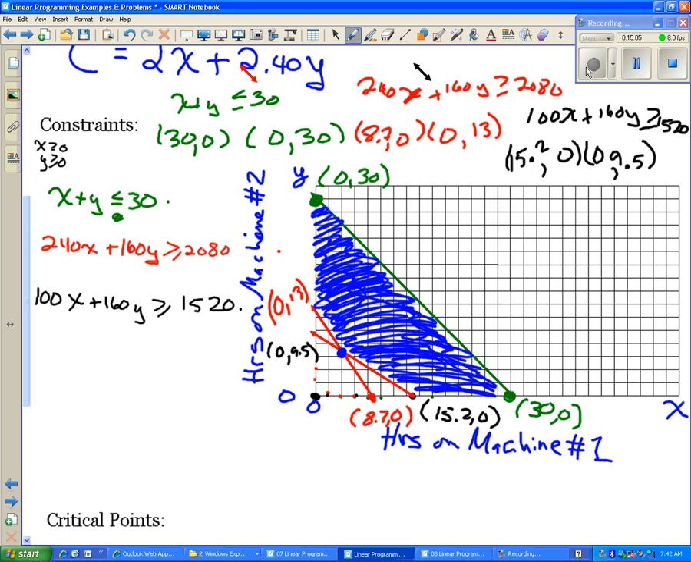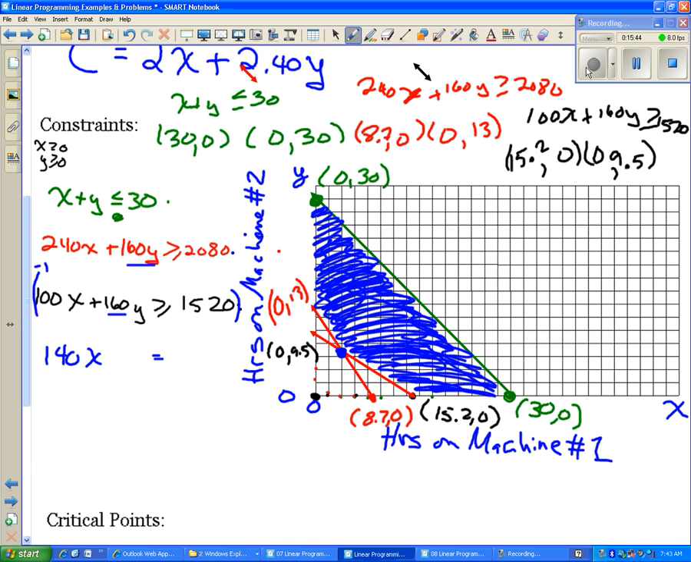I have one other point that I need. It's the intersection of the black and the red lines, the intersection of the constraints of the bolts and the nuts. So I need to find the intersection of these two lines. I'm going to do elimination. Since I have 160y and 160y, I'm going to multiply the bottom equation by -1 and add. 240x minus 100x is 140x. 160y minus 160y is 0.